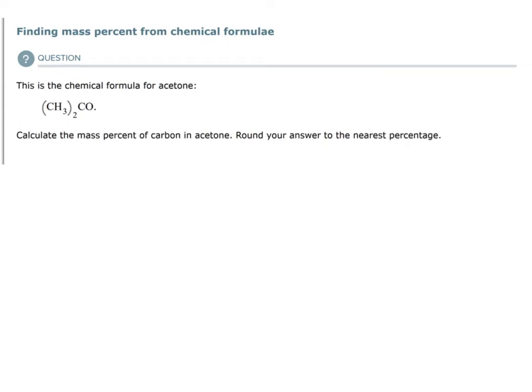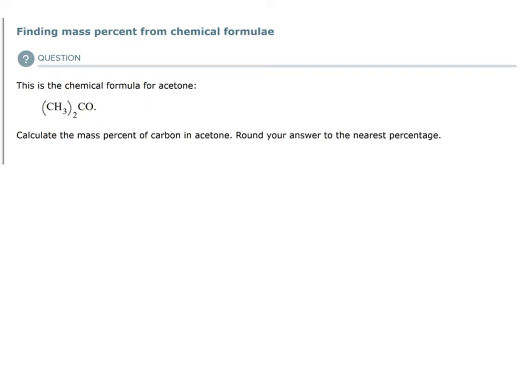Here's example 2 from the finding mass percent from chemical formula topic. And this time we have a different substance. This is the chemical formula for acetone. And it says calculate the mass percent of carbon in acetone. Round your answer to the nearest percentage.